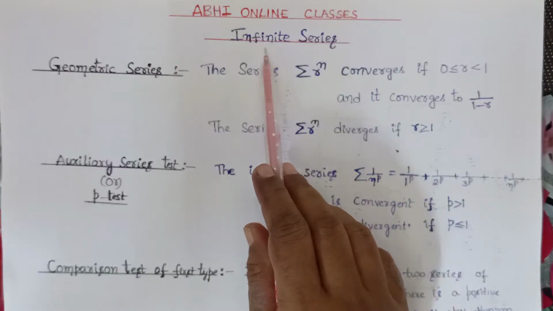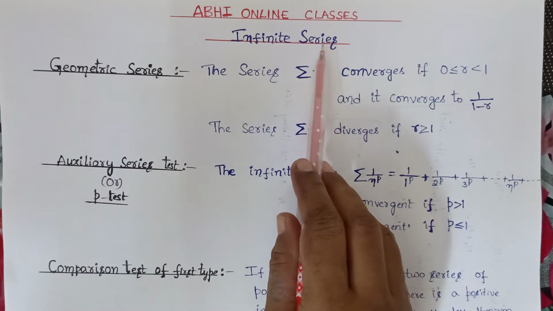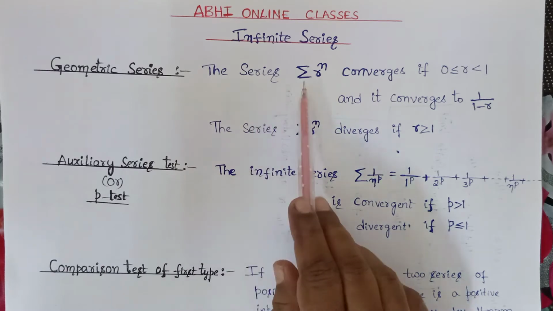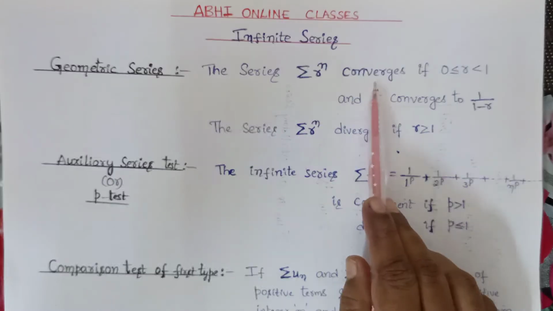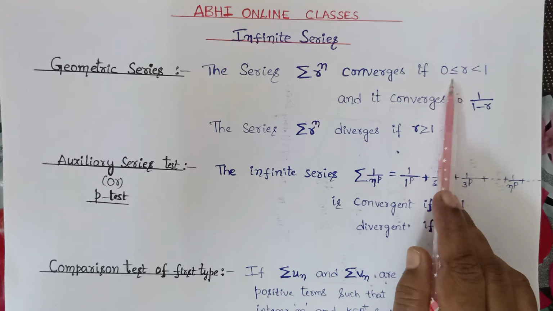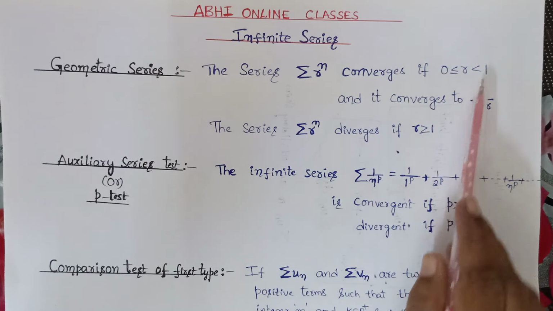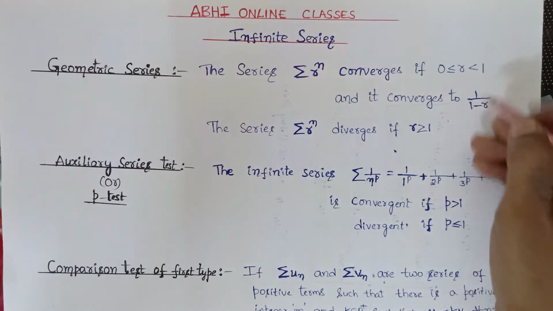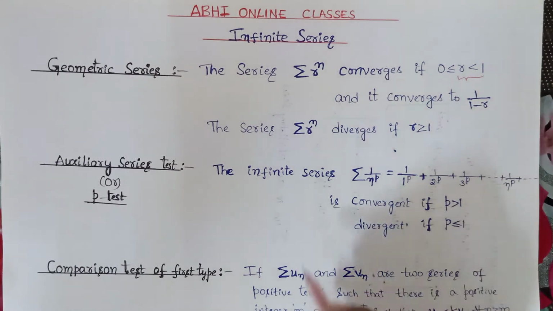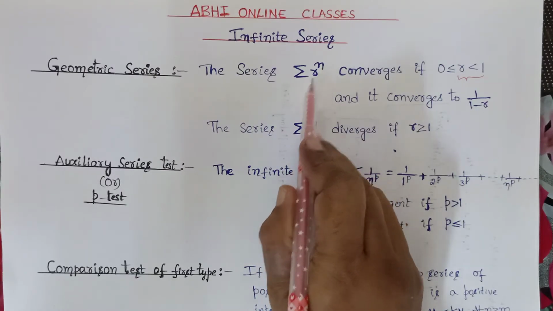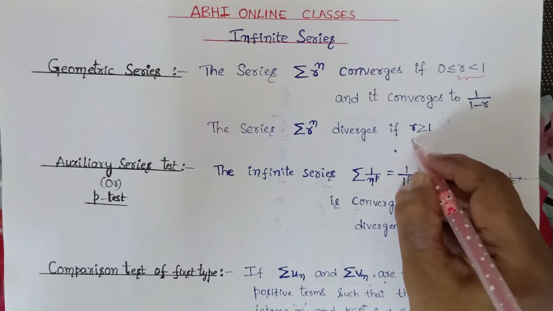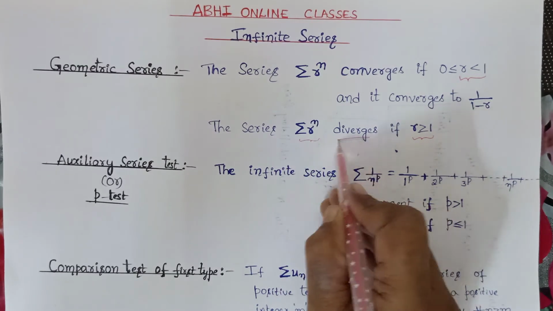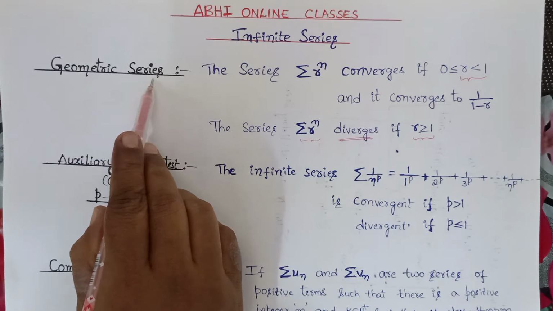Today we'll discuss some theorems in infinite series. First one, geometric series test. The series sigma r power n converges if 0 less than or equal to r less than 1, and it converges to 1 by 1 minus r. That means if the common ratio r is less than 1, this geometric series sigma r power n converges. Suppose r is greater than or equal to 1, sigma r power n diverges. This is the geometric series test.